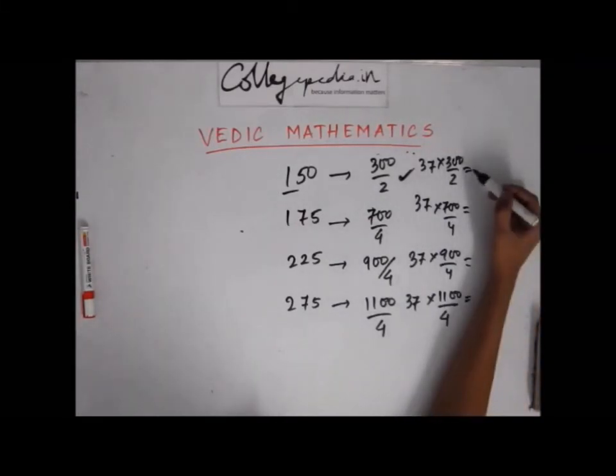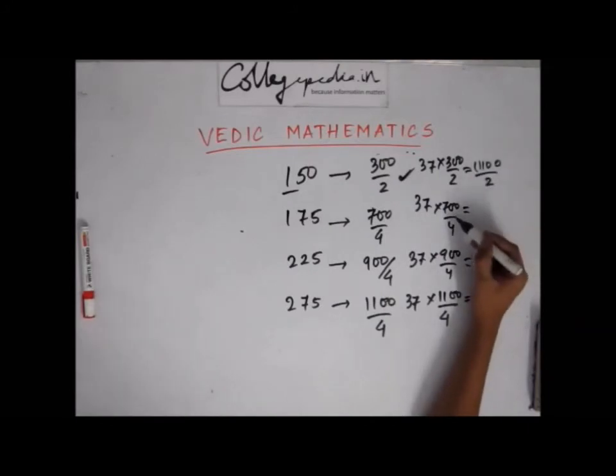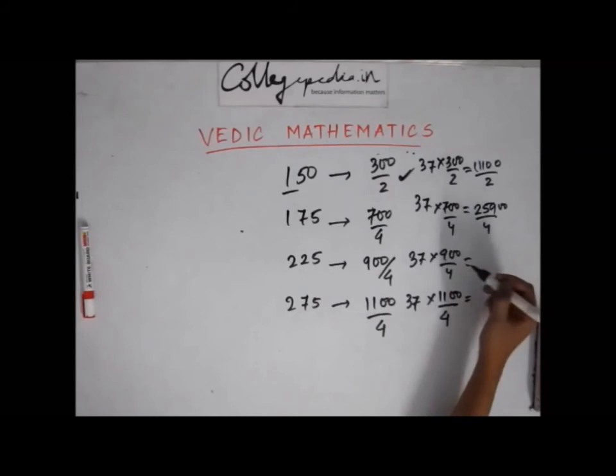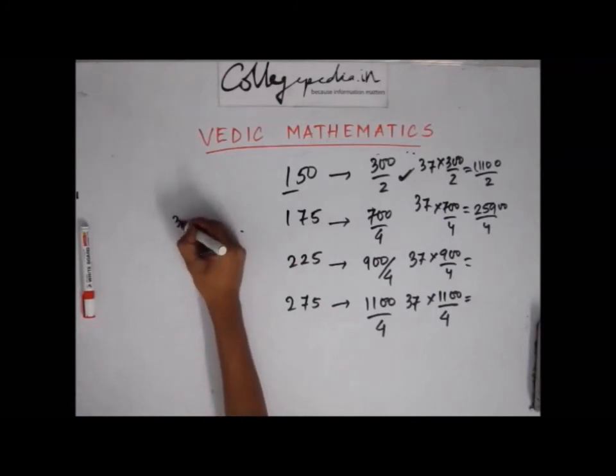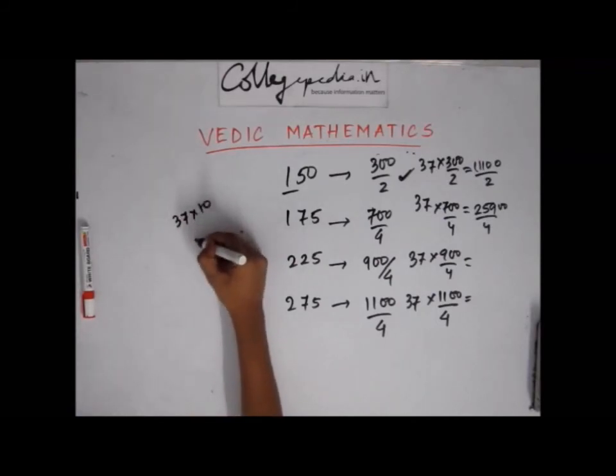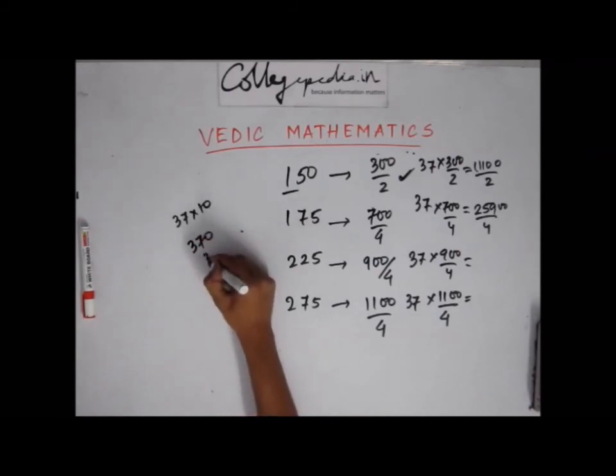For the first case, just multiply 37 with 3, which is 111. So the answer is 11100 divided by 2. Here multiply 37 with 7, which you can do mentally, I guess. So this is 259 by 4. 37 into 9, you can do it mentally. The better method to find this is to multiply 37 with 10, which is 370, and subtract 37 from that to find 37 into 9.